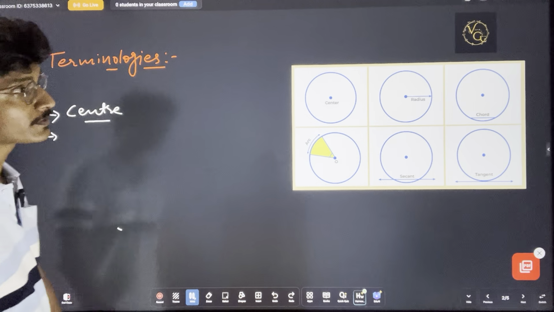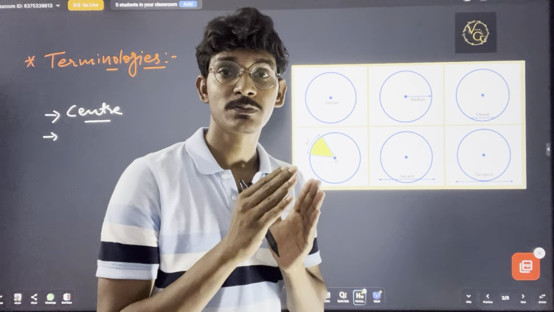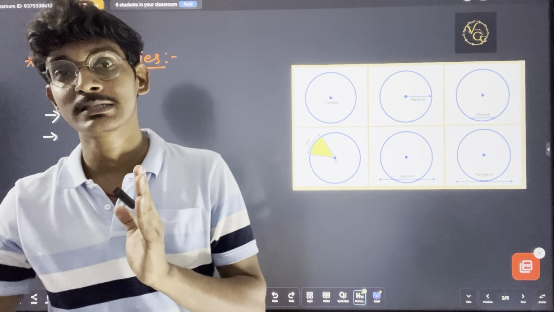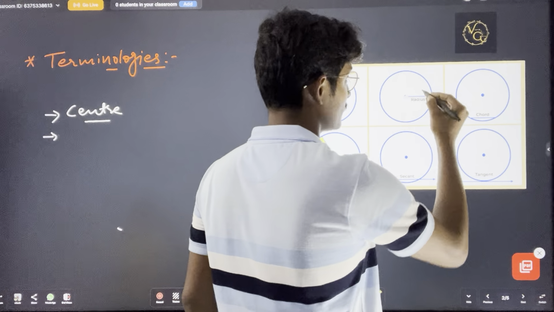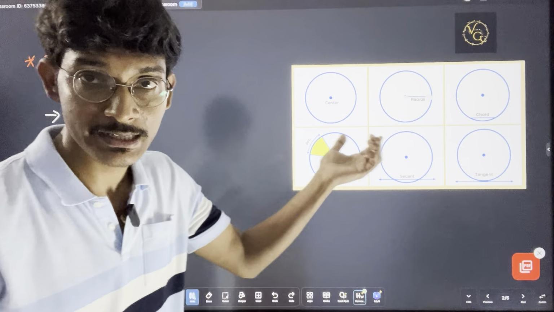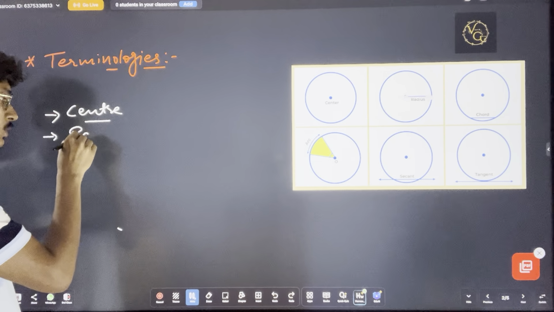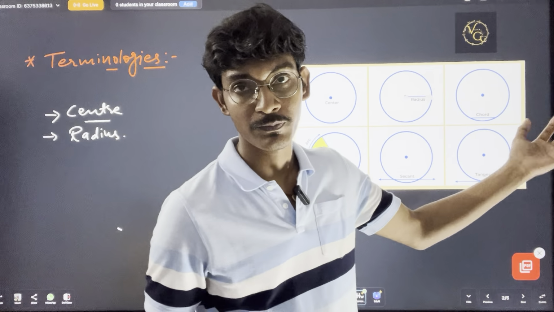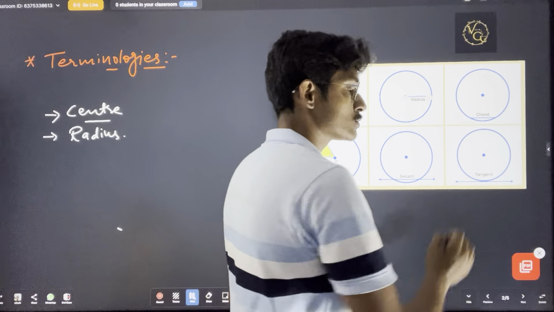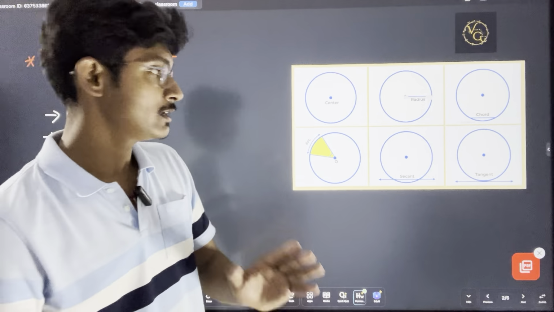Another thing is radius, from the fixed point center to the circumference. Okay, from this point to this circumference, this is known as radius. Okay, so I hope radius is also clear. Now we have chord. What is chord? So chord is any line.